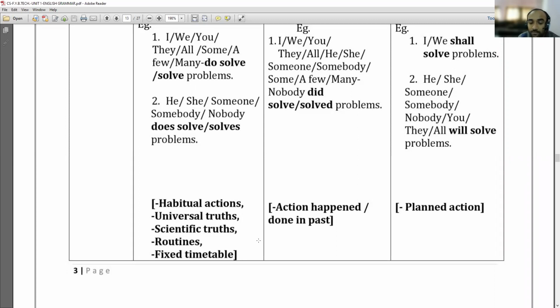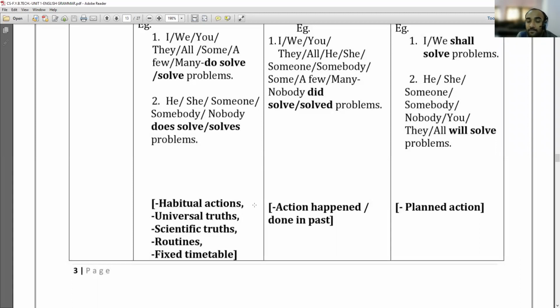So for showing the universal truths and habitual actions, like whatever habitual actions you do in daily life, that is waking up in the morning. I wake up in the morning, or he wakes up in the morning at 5 o'clock. Then I brush my teeth. मी brush करतो. Then I take my breakfast at 8 o'clock. मी 8 वाजता माझा ब्रेकफास्ट घेतो.